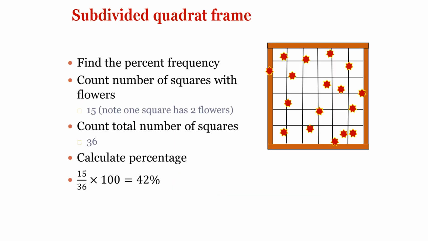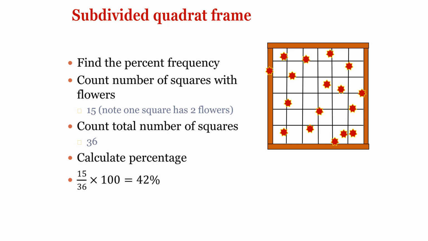Now let's just use a subdivided quadrat frame. This is a subdivided quadrat frame and this is used to study the percent frequency of a particular species. Now, how do we calculate that? Count the number of squares with flowers. So first of all, we will count the number of squares here. After counting the number of squares having flowers in this particular quadrat, these are 15. One square has two flowers, so we are just counting the squares here.